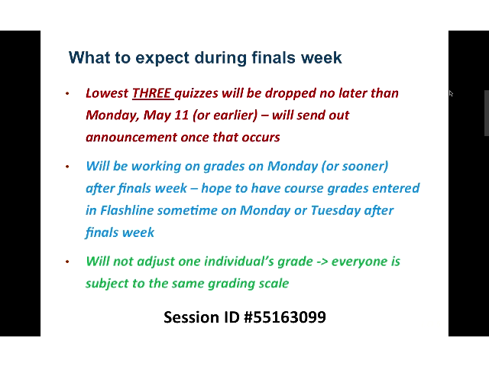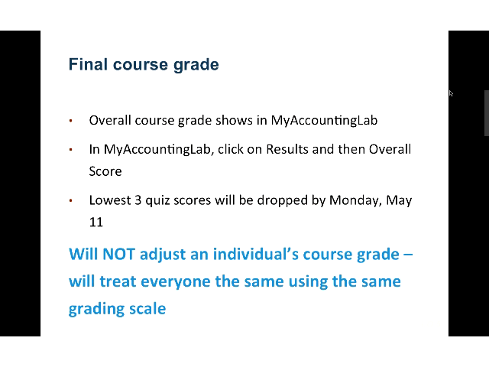So I'll be looking at grades after everyone's done with their score. Okay, so your final course grade. So let's say you've taken the final exam. I've dropped the 3 lowest quizzes. If you click on My Accounting Lab, on results, and then overall score, you will see your grade in the class. You can compare that to the front page of the syllabus for what grade you're receiving in the class. I would say there's a 99% chance that's your grade in the class. Your grade in the class won't be lower than that. And I will not adjust an individual person's grade.